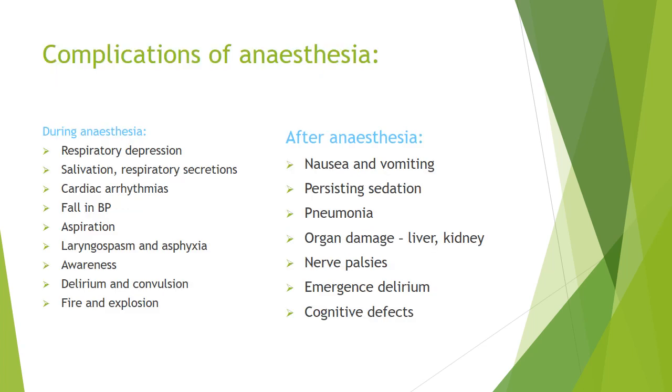Now, the complications of anesthesia. During anesthesia, respiratory depression may occur, salivation and respiratory secretions may increase, cardiac arrhythmias may occur, there may be a fall in blood pressure, aspiration of gastric contents may occur, and there may be laryngospasm and asphyxia. The patient may be aware of the surroundings. There may be delirium and convulsions may occur. Fire and explosion of general anesthetic can also occur.